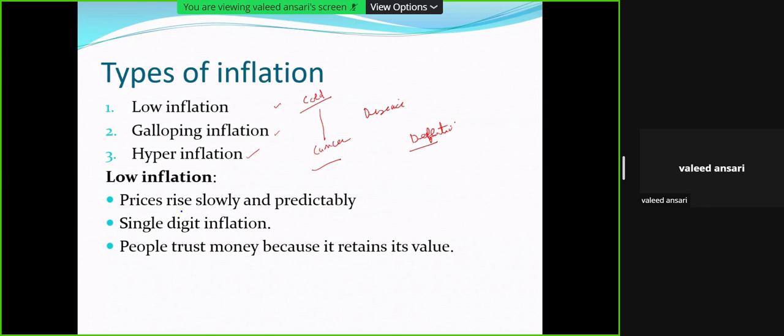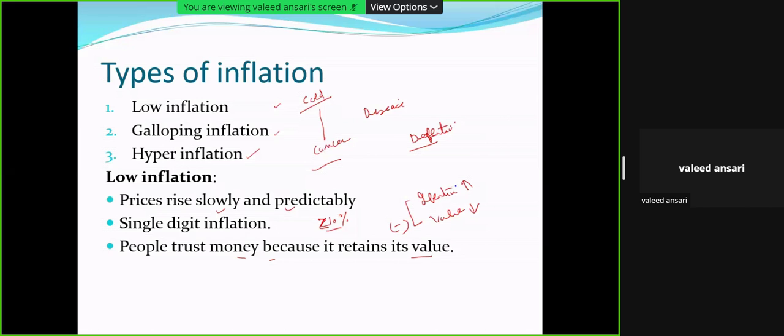So the first type is low inflation, where prices are rising slowly and predictably. There is not much uncertainty, and it is less than 10%. Any 7%, 8%, 9%, the situation is not that alarming. In this kind of situation, people trust money. Please also keep in mind that inflation and the value of money are inversely related: the higher the inflation, the lower the value of money. So if prices are rising and you have a lot of cash, there is an erosion in purchasing power. The purchasing power gets affected because of rising prices, unless it is compensated.